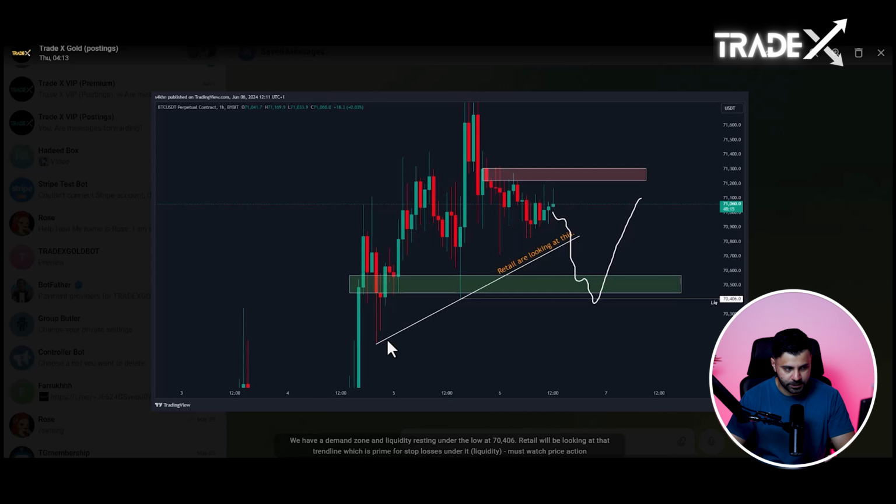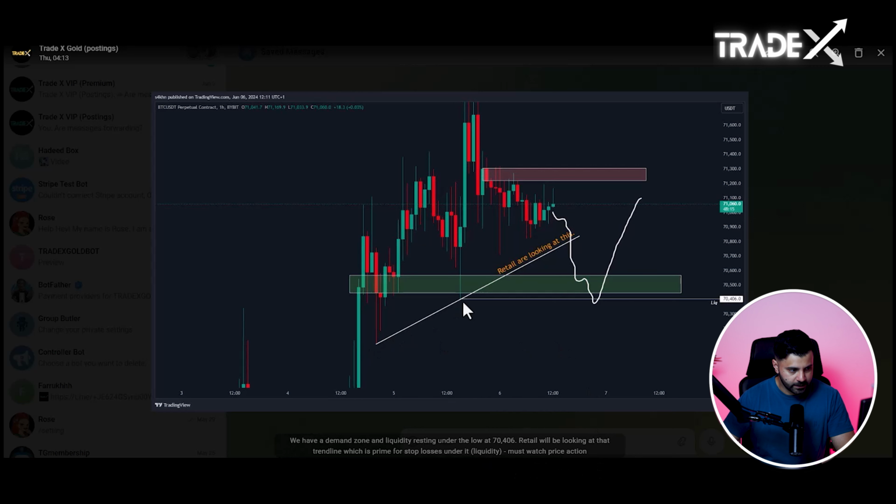So knowing that information, I sent this alert in the group on Telegram, the group that we have running, and I identified a demand zone underneath. I said we have a demand zone and liquidity resting under the low at 70,406. Retail will be looking at that trend line, which is prime for stop losses under it. Liquidity must watch price action.